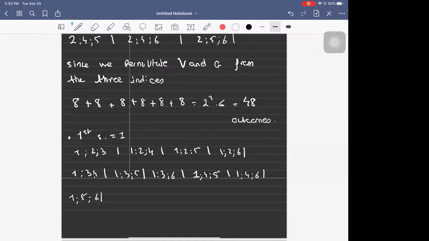There are 10 of them, and for each ordering that satisfies the event, you can permutate V or G in 8 different ways. So that will give you 8 times 10, which is 80 outcomes.